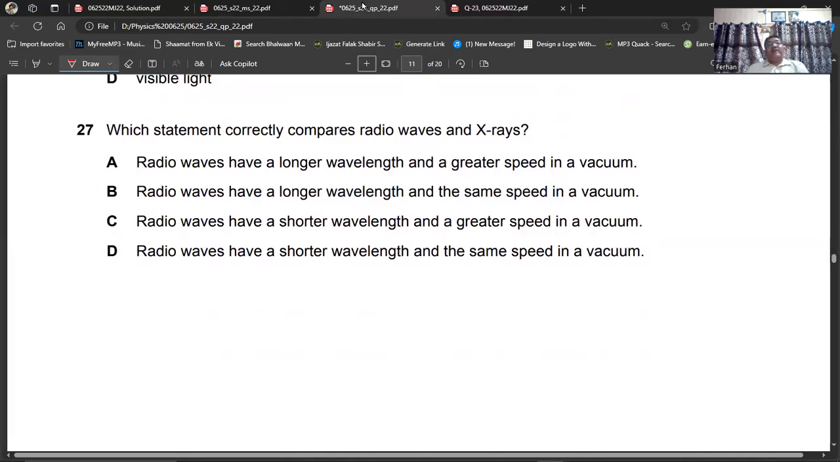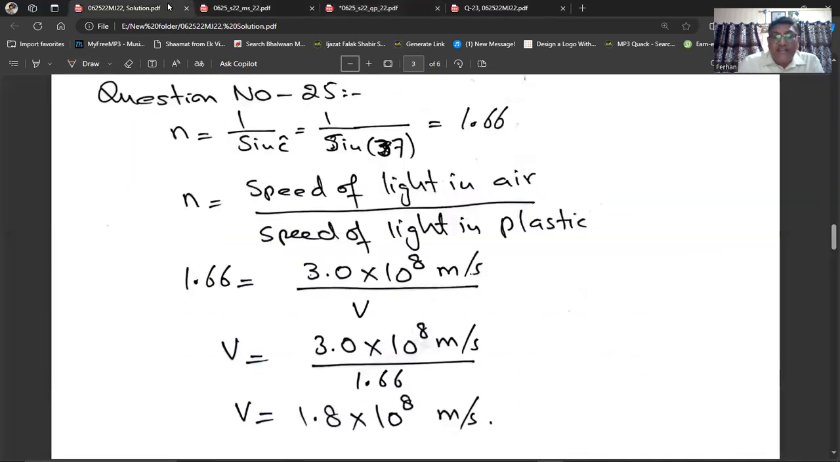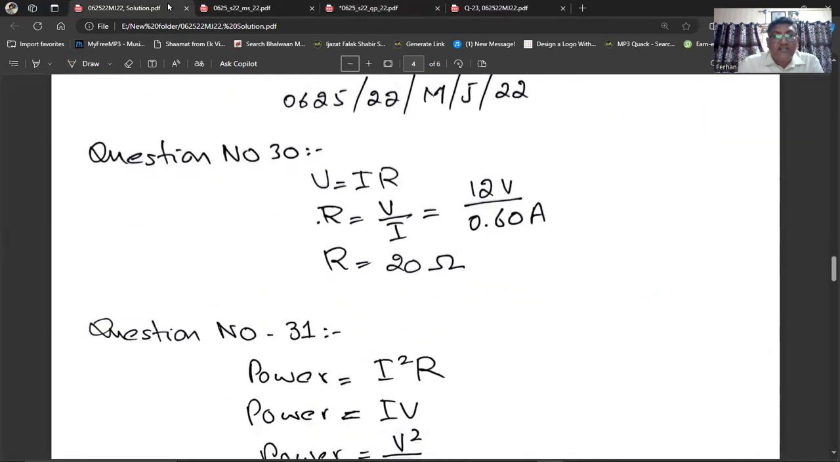Which statement correctly compares radio waves and the X-rays? The radio waves and the X-rays. Okay.